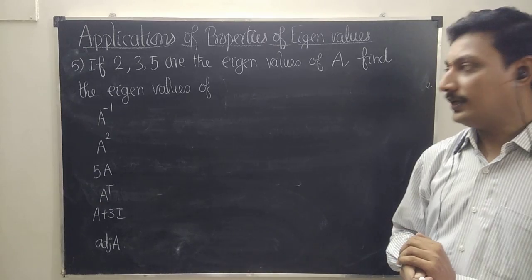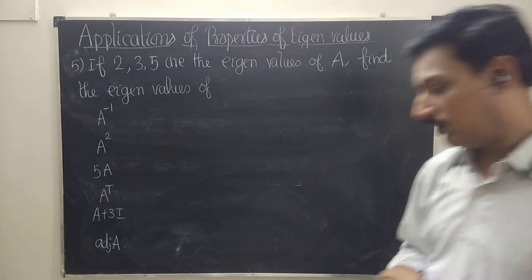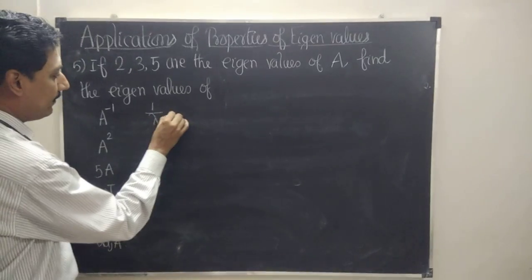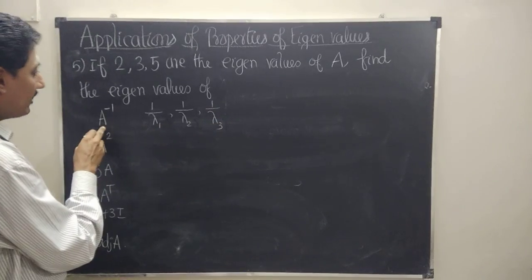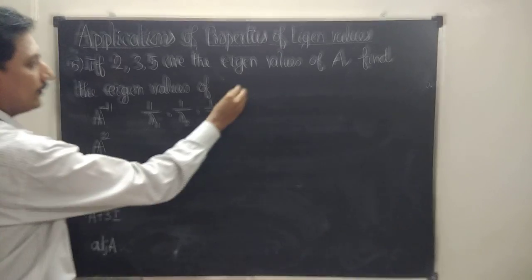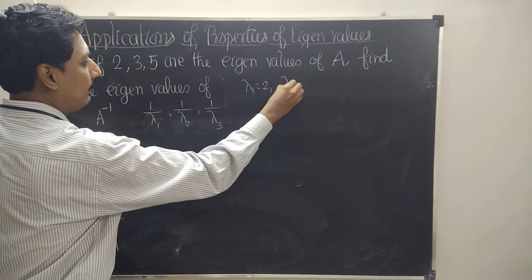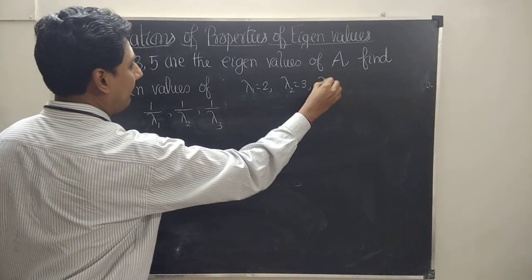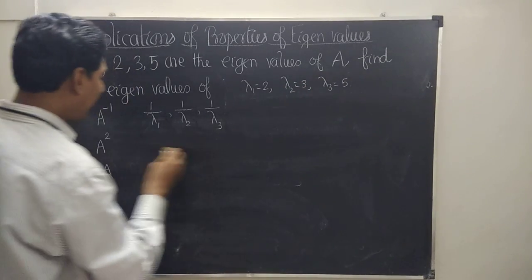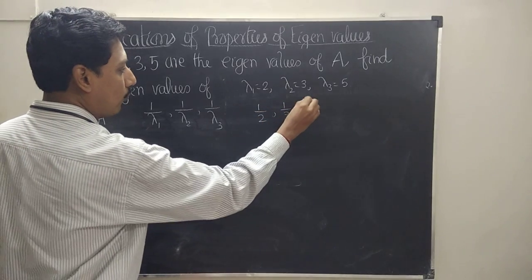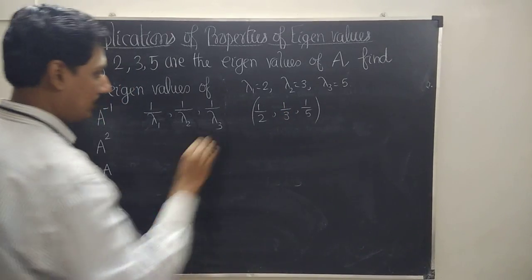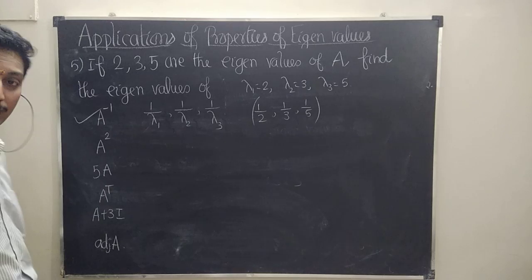Now by property, what are the eigenvalues of A inverse? Remember, the eigenvalues of A inverse are 1 by lambda 1, 1 by lambda 2, 1 by lambda 3. Here lambda 1 is equal to 2, lambda 2 is equal to 3 and lambda 3 is equal to 5. So the eigenvalues of A inverse are 1 by 2, 1 by 3, 1 by 5.